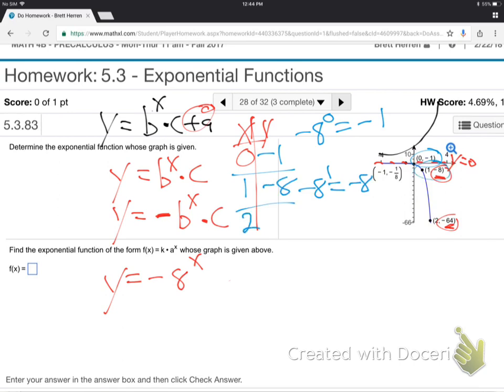Put in 2. Negative 8 squared. Negative 64, right? Not positive. Because, again, that negative is not involved in the power in any way. He's just sitting in the front. He's just a spectator at the games.